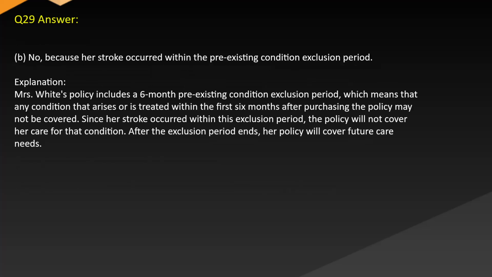Answer: B. No, because her stroke occurred within the pre-existing condition exclusion period. Explanation: Mrs. White's policy includes a 6-month pre-existing condition exclusion period, which means that any condition that arises or is treated within the first 6 months after purchasing the policy may not be covered. Since her stroke occurred within this exclusion period, the policy will not cover her care for that condition. After the exclusion period ends, her policy will cover future care needs.